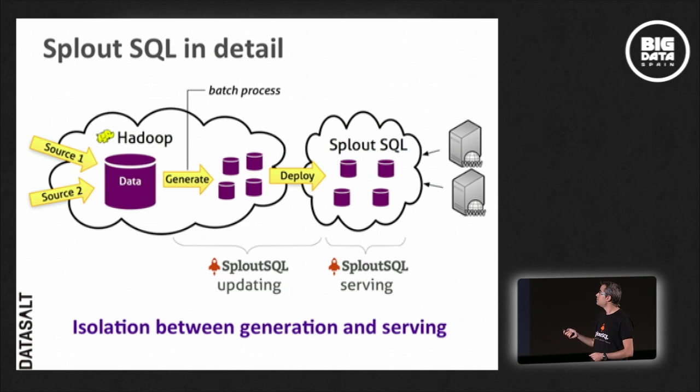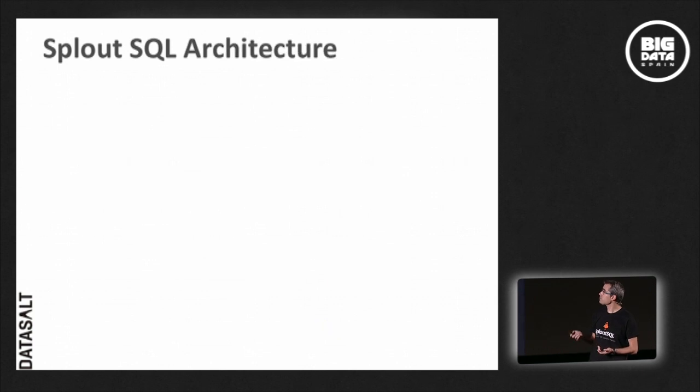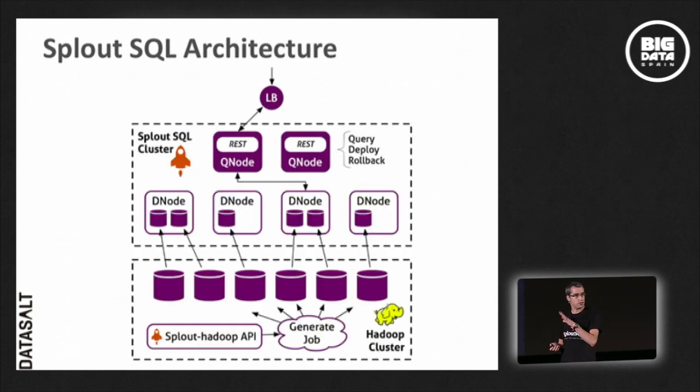So once you have the data on Splout SQL, you can launch queries from your web servers so that you can render your analytical panel in that particular case. So in more detail, that is the architecture of Splout SQL. Here we have the Hadoop cluster. On top we have the Splout SQL cluster. In the Hadoop cluster we have an API that you can use to generate, using data that you have in Hadoop, the different partitions that will later be uploaded to the Splout SQL cluster.